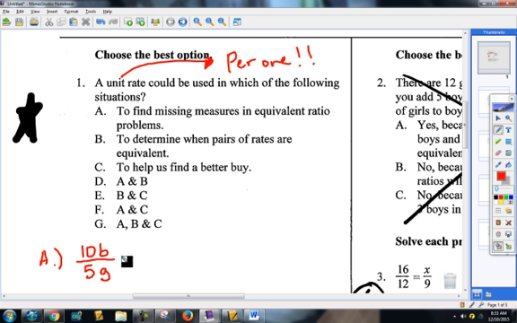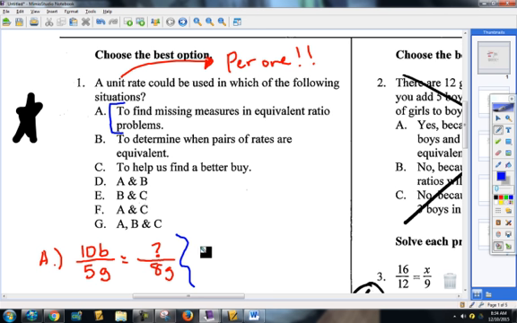Okay, and then I said, okay, I want to know how many boys I would have if I had 8 girls. Obviously you all know that you could cross multiply and divide here. Yeah. Absolutely. But let me make sure you understand that this is exactly what A is saying. It's saying to find missing measures in an equivalent ratio problem. Okay, so here we have an equivalent ratio problem. Do you guys agree with that? Let's see if we can use unit rate to solve.